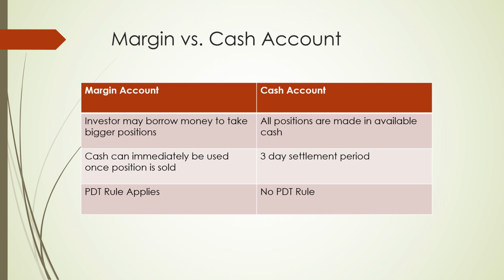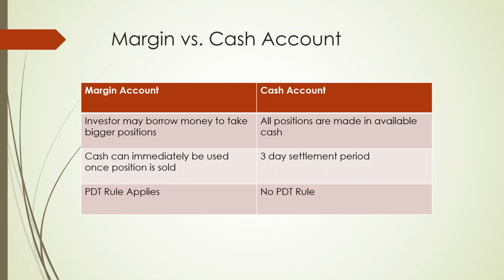So now we'll talk about a margin versus cash account. And I bring this slide up because it is important to what the PDT rule applies to. So the PDT rule only applies to a margin account, not a cash account. And the difference, as you can see in my graph here, is that in a margin account, an investor is able to borrow money and therefore able to make bigger positions. While in a cash account, all positions are made in available cash. So what you put into your account is what you can trade with. While in a margin account, you can borrow from your brokerage and take larger positions, which of course also means larger risk.